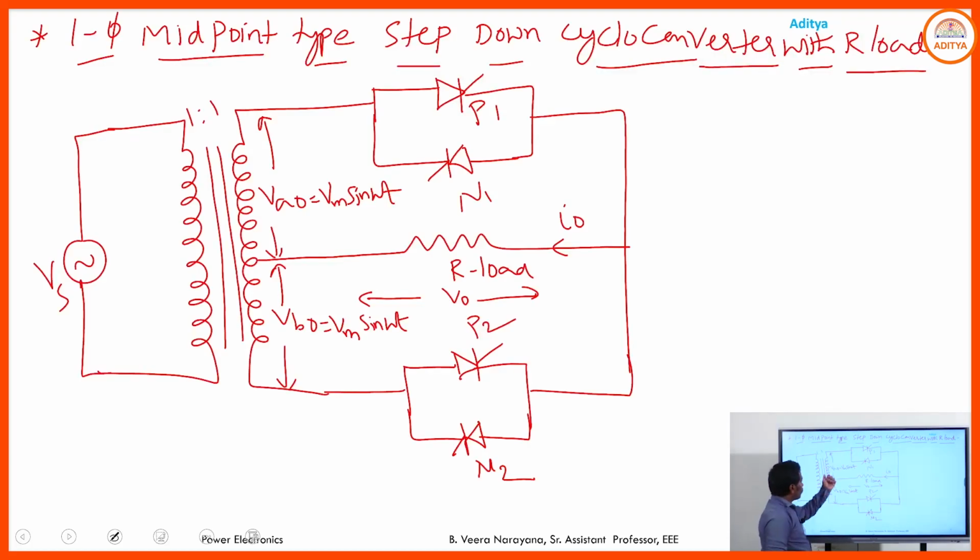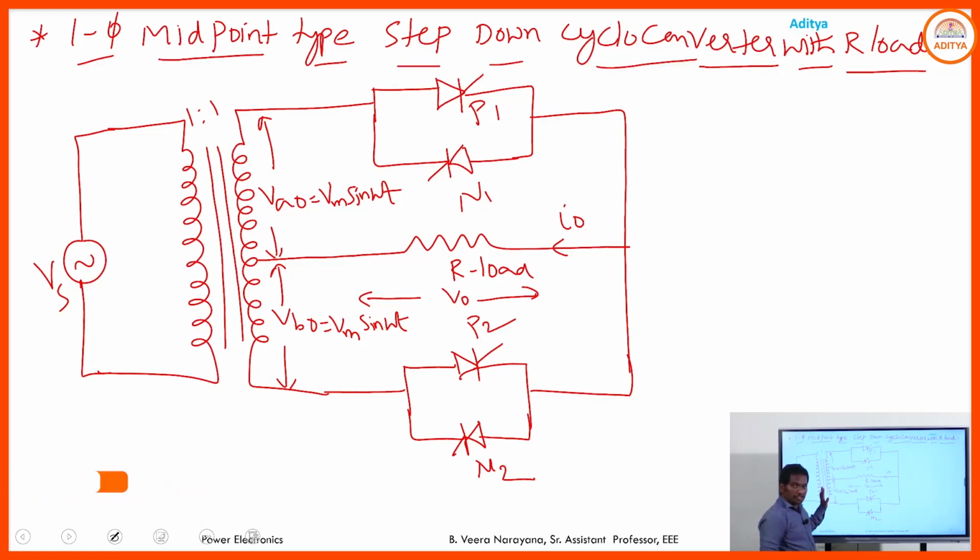Coming to the circuit diagram, this is the representation of the single phase midpoint type step-up or step-down cycloconverter. Depending upon the controlling of these switches, this midpoint type converter can be operated as either a step-up cycloconverter or a step-down cycloconverter. Here I want to operate this midpoint type converter like a step-down cycloconverter.